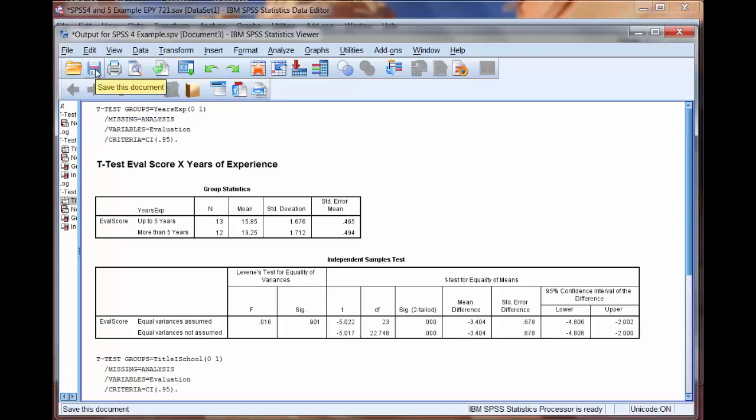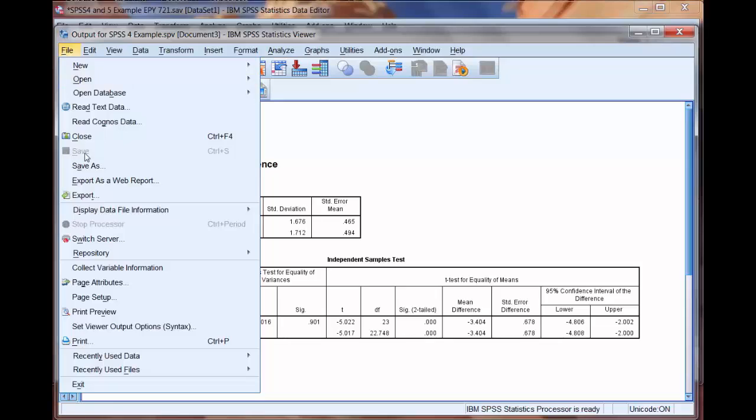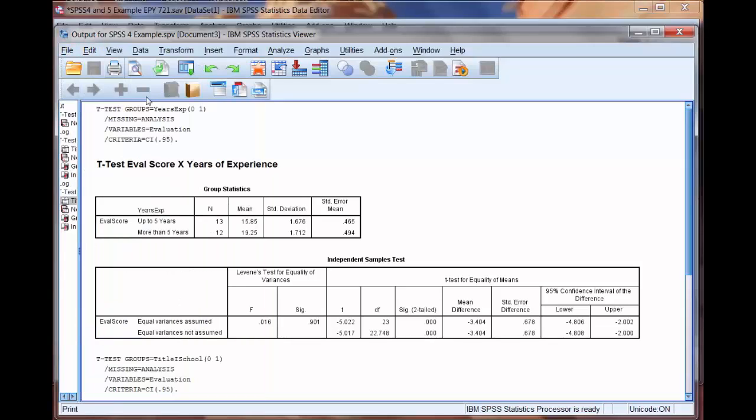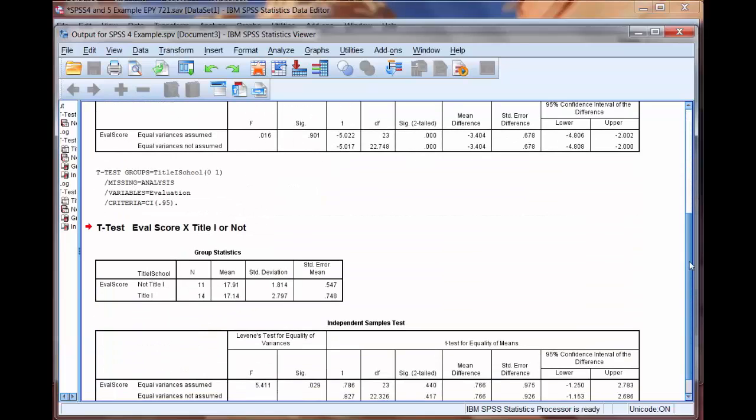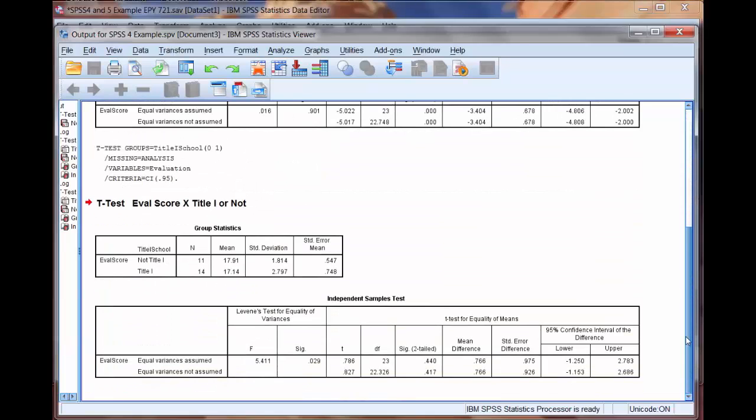And I'm actually going to save it at this point so that I don't lose what I've done. Okay, so here I've got my output for whether or not they're at a Title I school or not. I can go through here and I can look at it right now, but I'm just going to quickly go back and do my last test for question number 4.